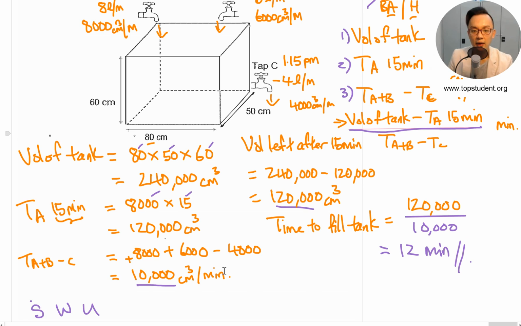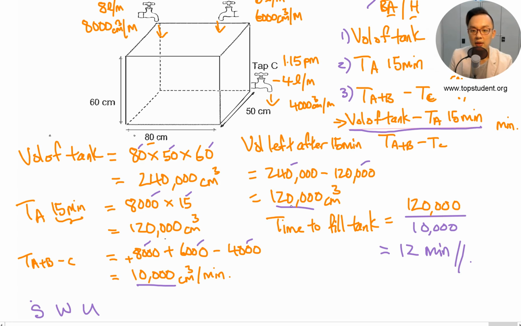And then I need to check A plus B. A is 8,000, that's correct. B is 6,000, that's correct. C is 4,000, that's correct. Negative sign for C, that's 10,000, that's correct. Volume left after this is 240,000, copied correctly.